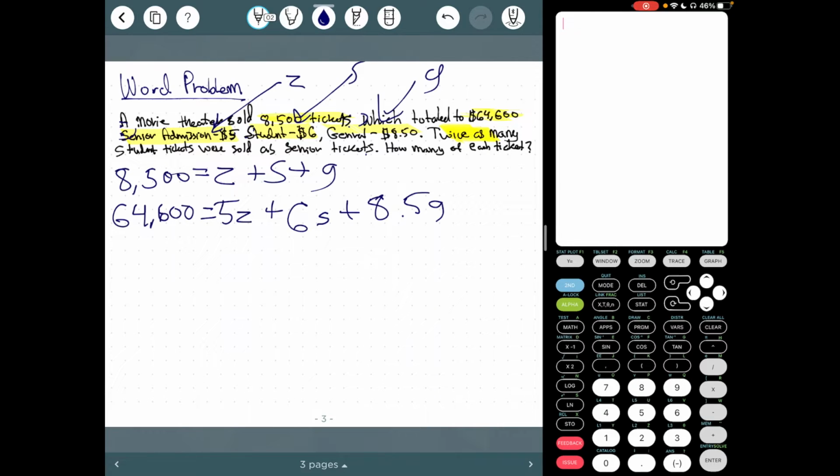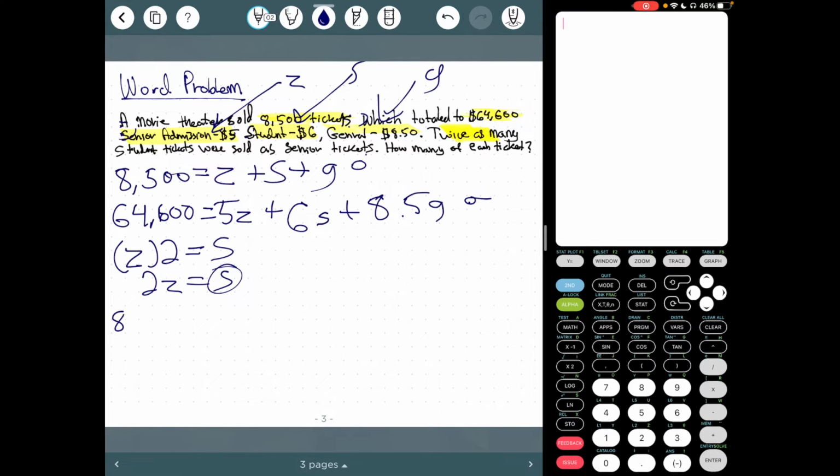And for our third equation, we have twice as many students' tickets as senior tickets. So senior tickets, which is Z, multiplied by 2 equals the amount of student tickets, because it's doubled. So this is just 2Z equals S. So we can replace all of the S's in both of these equations with 2z. So let's rewrite the first two equations.